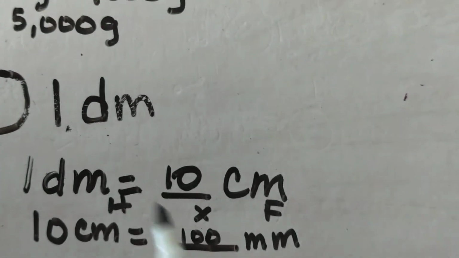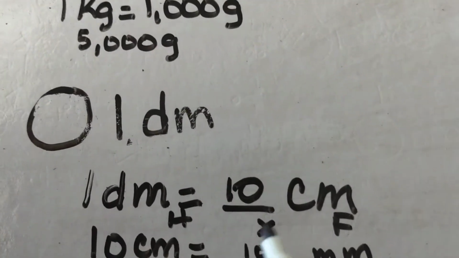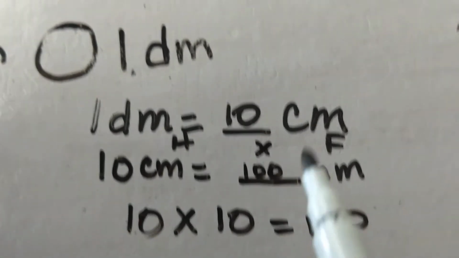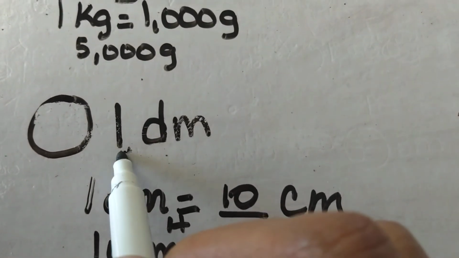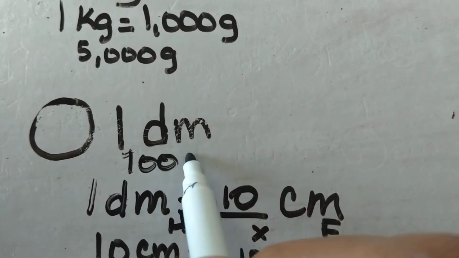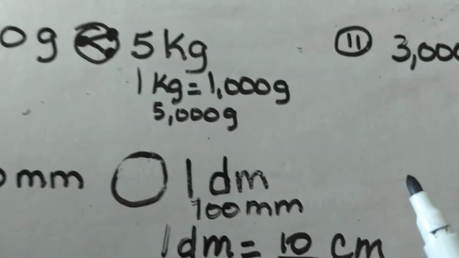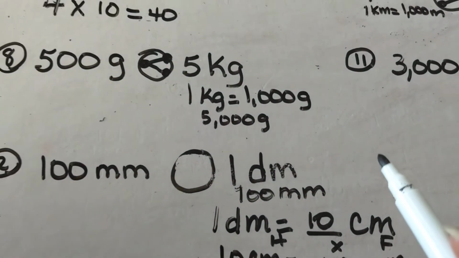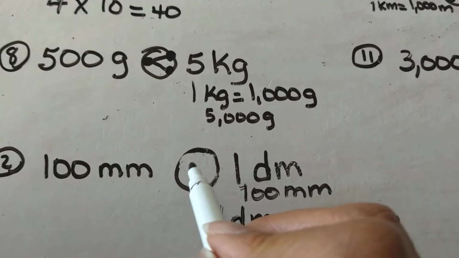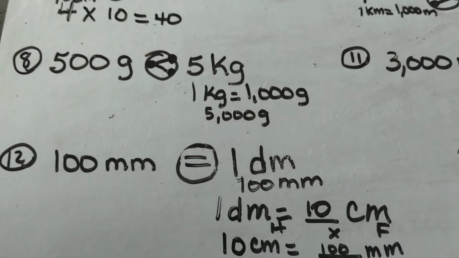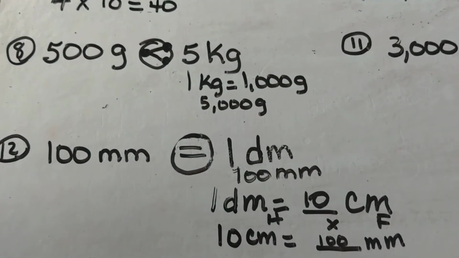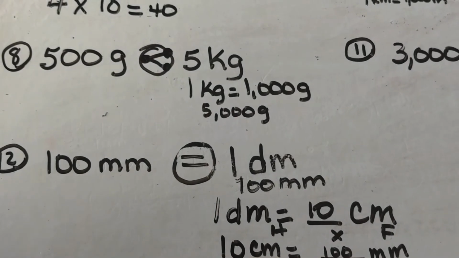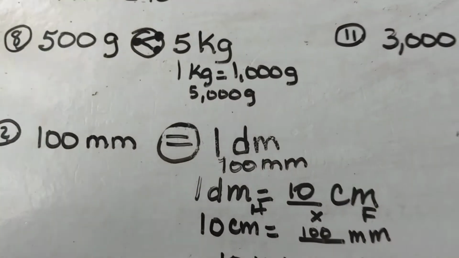All right? So that means, since they go in order here, that 1 decimeter equals 100 millimeters. So our answer is equal. 100 millimeters equals 100 millimeters. And that's number 12. Okay? All right. Now, I'm skipping 13. I'm leaving that for you. But we're going to do number 14 together.